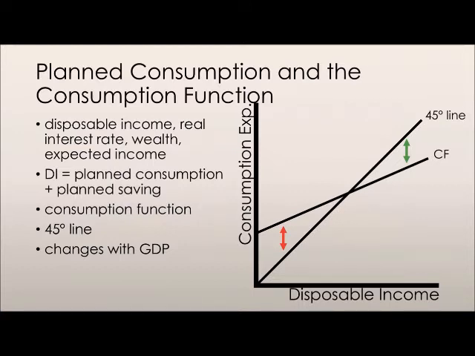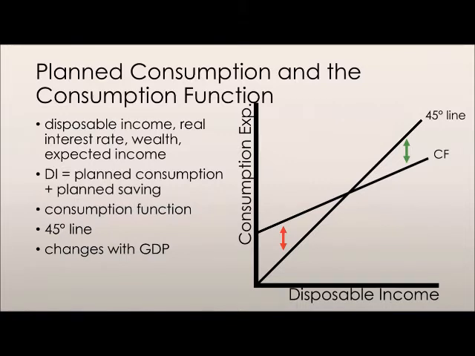Autonomous consumption is the amount of consumption that would take place in the short run even if people had no current income. Think about it. If you don't have a job, you still need to eat, you still need a place to stay, you still need to drink water, and so on. You still use electricity and whatnot. So you're still going to be spending a certain amount of money despite the fact that you don't technically have an income. And that's why we have something known as autonomous consumption. Induced consumption is the consumption induced by an increase in disposable income.